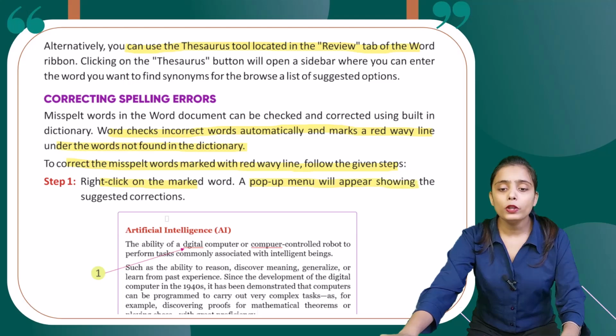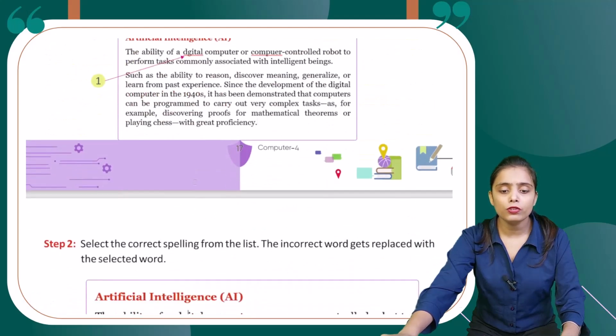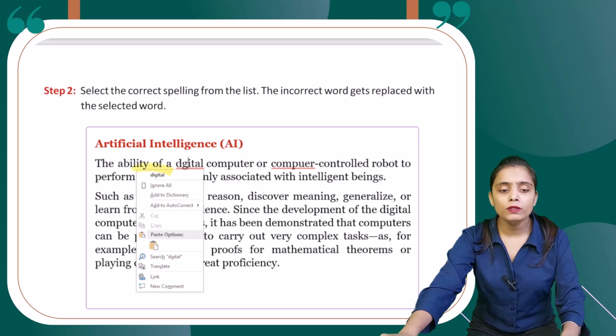A pop-up menu will appear showing the suggested corrections. Okay, so when you click here, you will see you are getting the right word for your wrong misspelled word. Select the correct spelling from the list. The incorrect word gets replaced with the selected word.